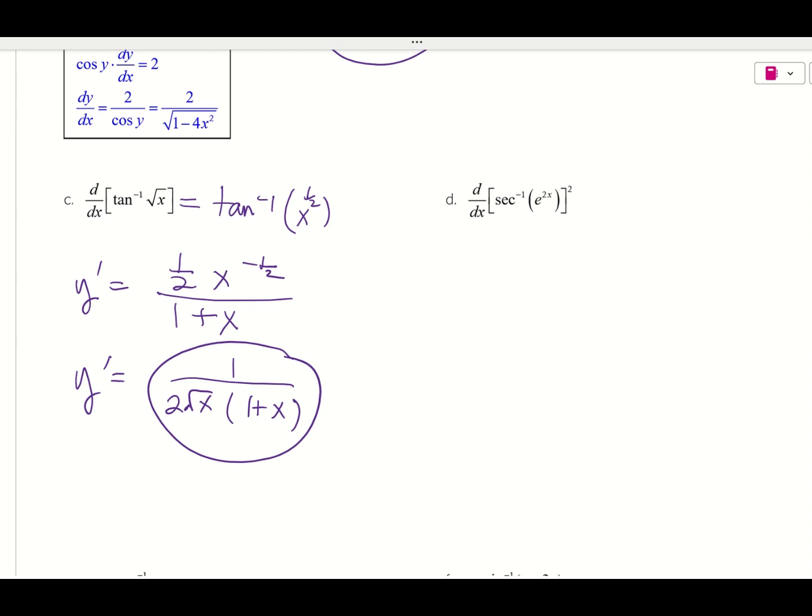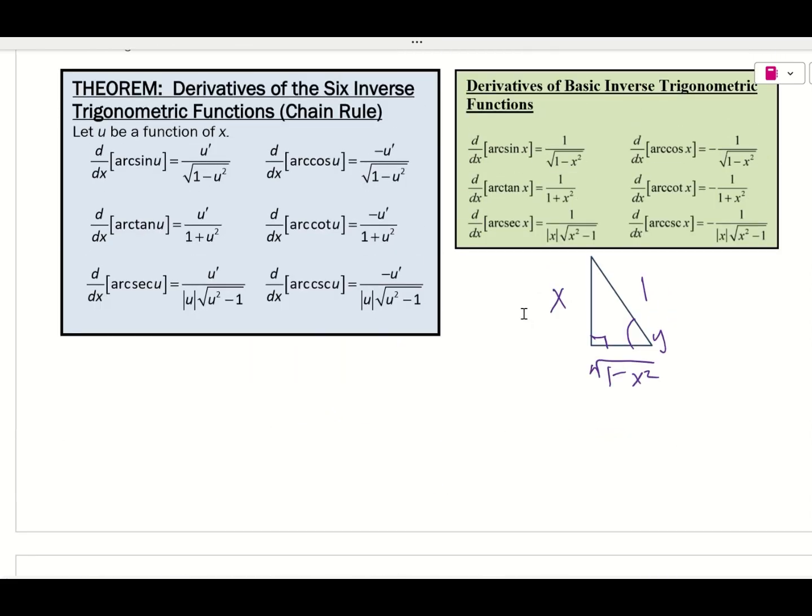Okay. So the next one is the derivative of secant of e to the power 2x squared. So this is like a chain and a chain. It's crazy. Okay, so if I look at the memorized value for inverse secant, it would be u prime over the absolute value of u, which means it's just positive, and then the square root of u squared minus 1.